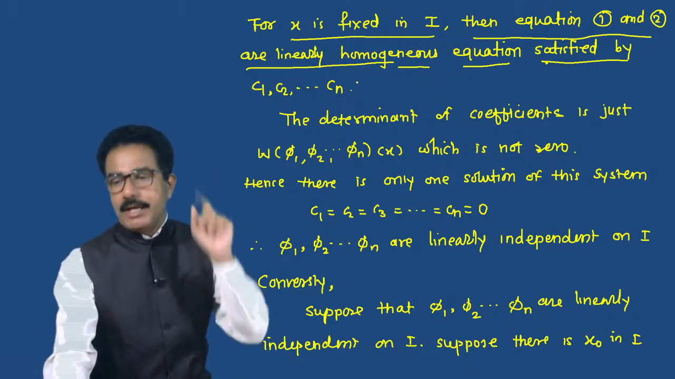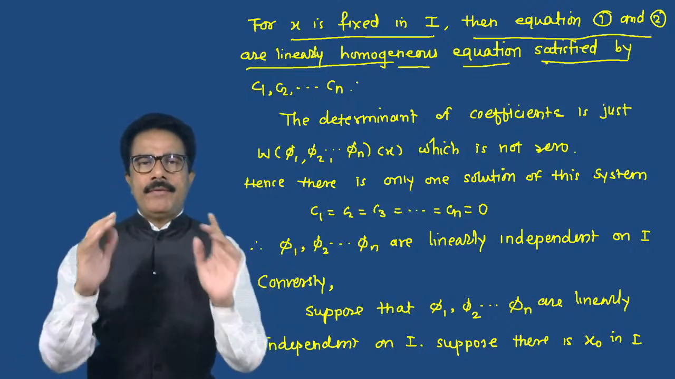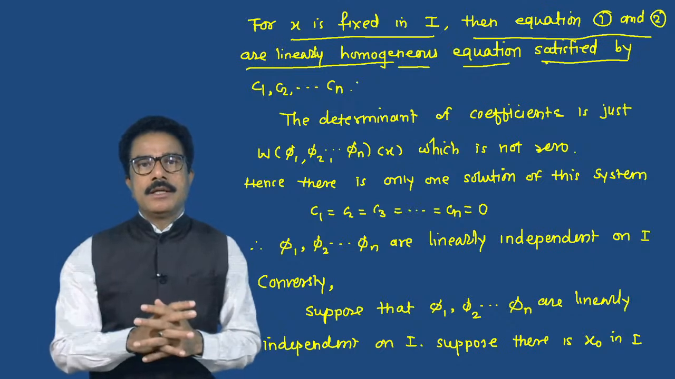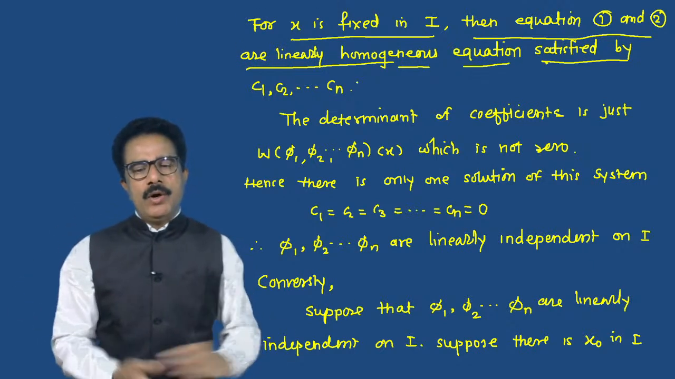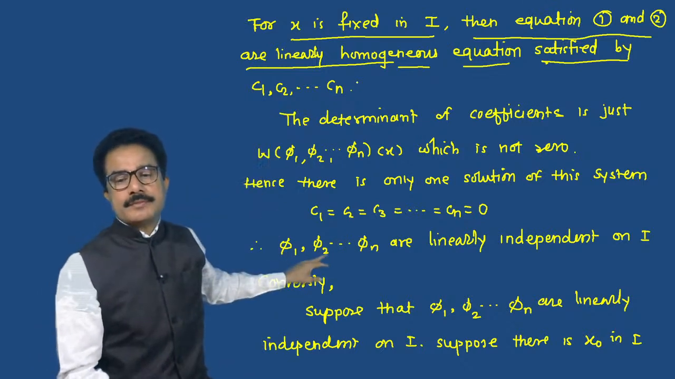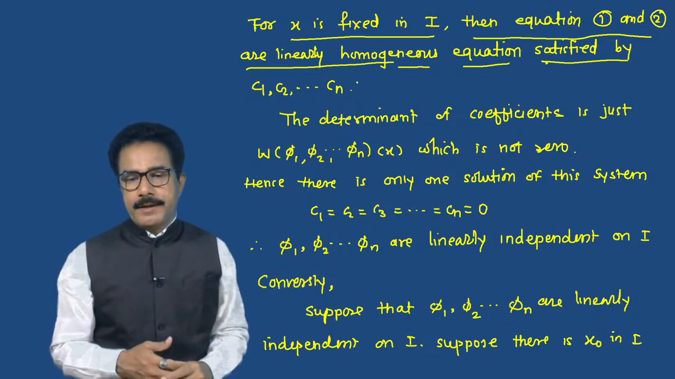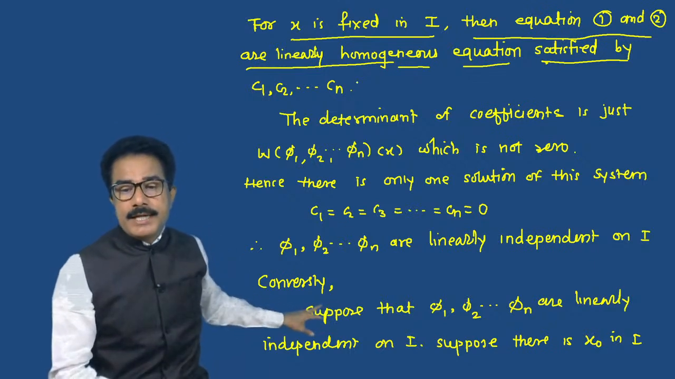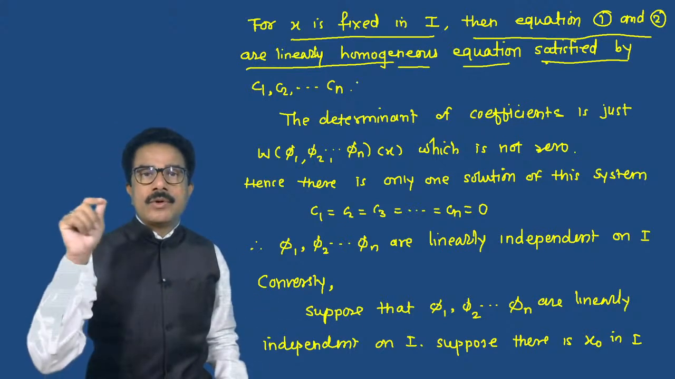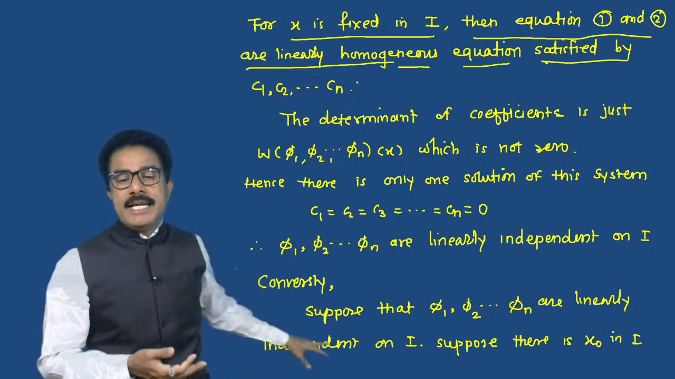In the first part we have considered the Wronskian of phi 1, phi 2, phi 3, dot dot dot, phi n of x, which is not equal to 0, and we have proved the solutions phi 1, phi 2, phi 3 are linearly independent. Now in the second part we have considered, suppose that phi 1, phi 2, phi 3, dot dot dot, phi n are linearly independent.